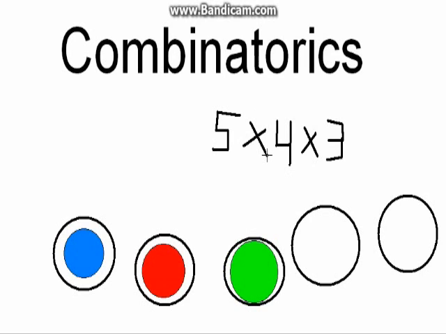Because the first ball, the blue ball, would have had 5 different places it could go, the red ball could have had 4 different places it could go, and the green ball would have had 3 different places it could go. So, this turns out to be 5 times 4 is 20, times 3 is 60 different combinations.